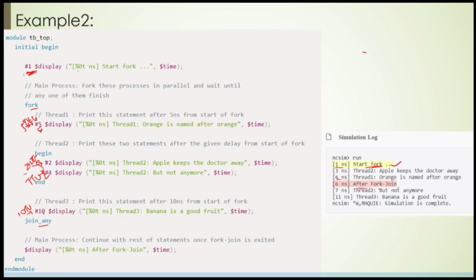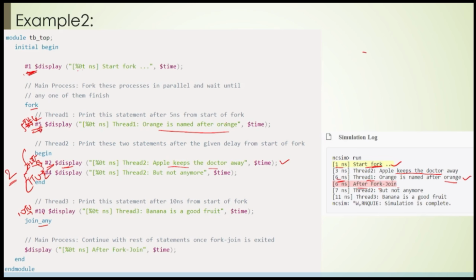Now if you see in the fork join, what is the least? This particular display will be executed, like apple keeps the doctor away. Okay, but even though at least one display is executed, because this process consists of two statements, for the fork join to come out of this it should complete both the statements, but here only one statement is executed. So the simulator won't come out of the fork join. Now what happens, what is the next value? That is 5 plus 1, at 6 time units. What is that? Thread one, which is orange, named after oranges.